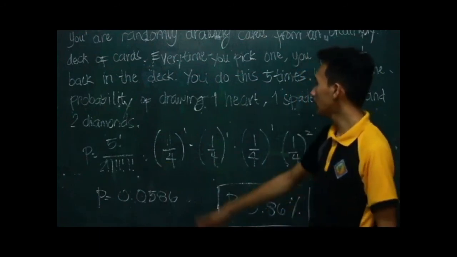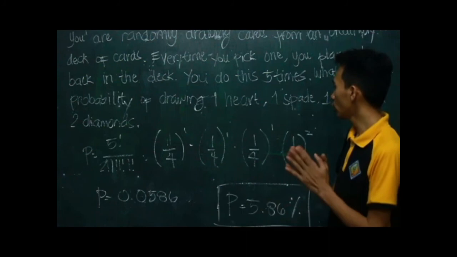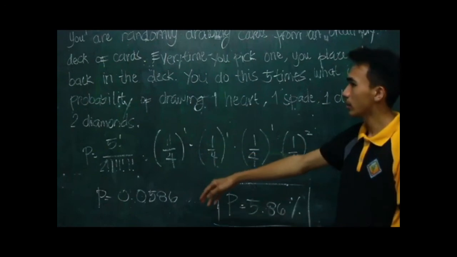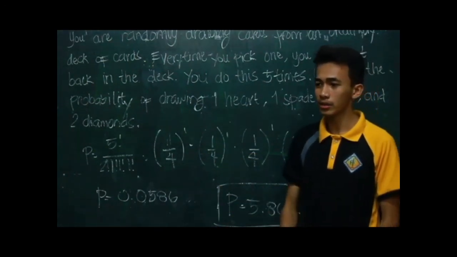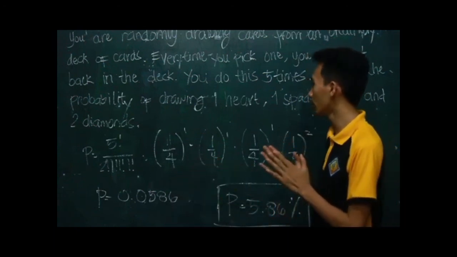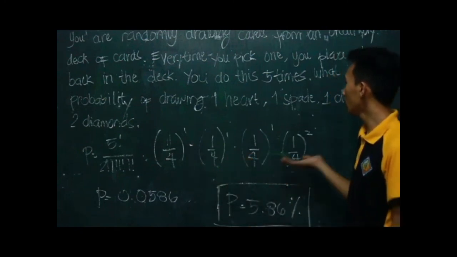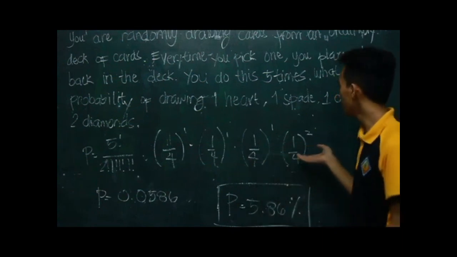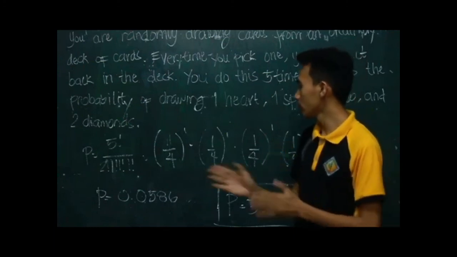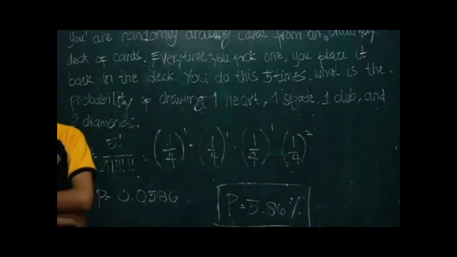And then we will multiply it by 1/4 for the probability of each suit. So 1/4 for the heart, because in a suit there are 13 cards out of 52, so 13 over 52 equals 1/4, and we'll raise it to 1. And the same goes for the spade, the club, and the diamonds, but for the diamonds we'll raise it to 2. And then by that we will get the probability of 0.0586. Now we have it as P equals 5.86%.